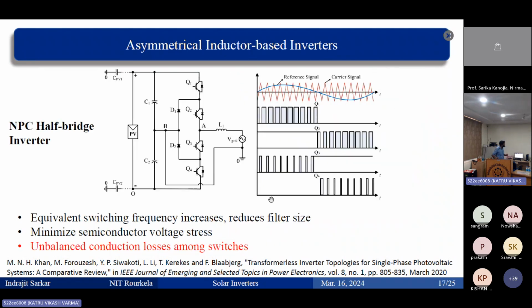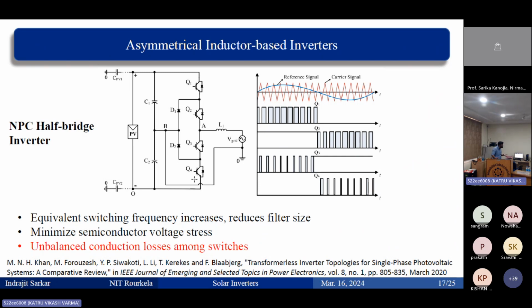So here we are saying that we are reducing the voltage stress. But you see here how many switches are we going to use? 1, 2, 3, 4, which is equal to full bridge. And then we have extra clamping diodes. So equivalent switching frequency increases. Switching frequency now has increased definitely because we have unipolar output voltage. Minimize the semiconductor voltage stress. Now it becomes half. But unbalanced conduction loss among the switches.